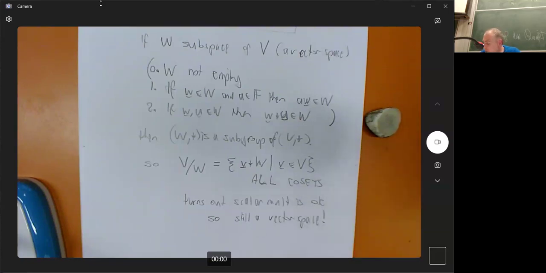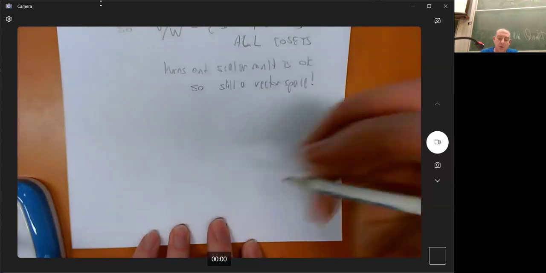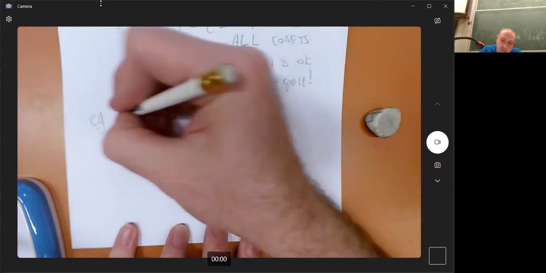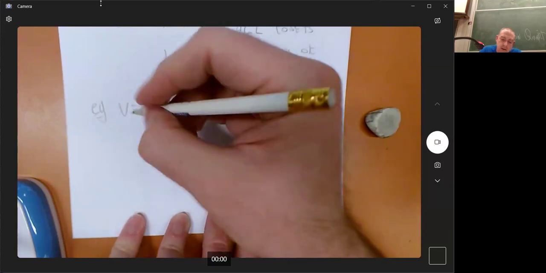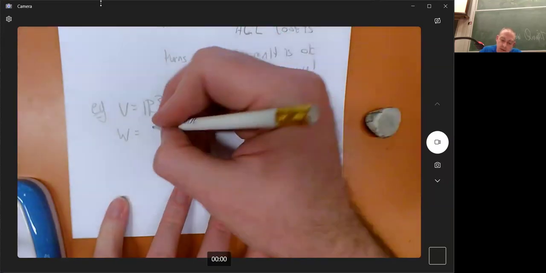If you're familiar with what subspaces look like, then what is that? So suppose that V is R3 and W is the plane.